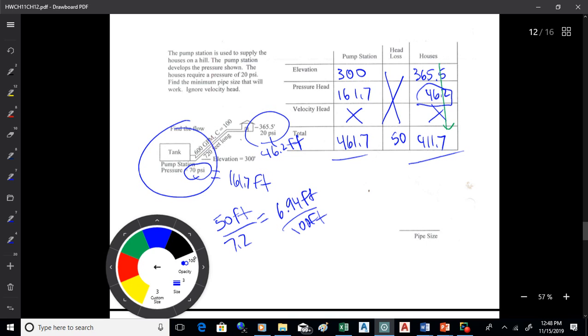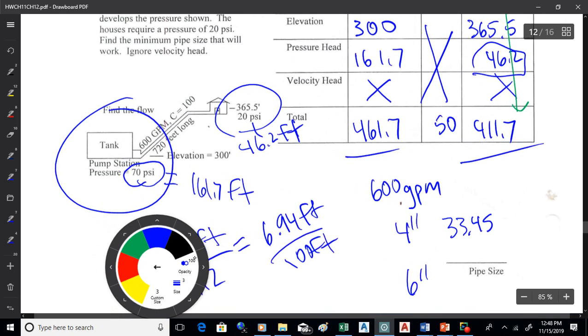All right, and then we need 600 gallons per minute. We look at the pipe sizes, 4-inch, what we've got is 33.45. Now that's obviously too much head loss. 6-inch is 4.65. Okay, so the 6.94 fits between those, so 6-inch pipe will work. Okay.